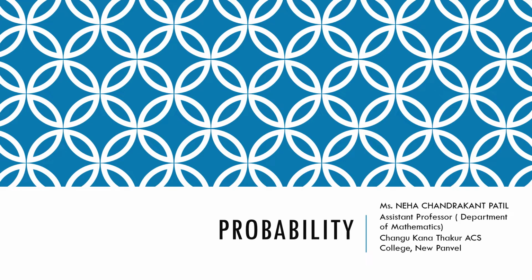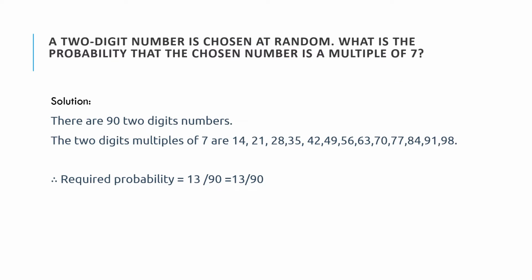Hello students. Now let's see a few examples based on probabilities. The first question says: a two-digit number is chosen at random. What is the probability that the chosen number is a multiple of 7?